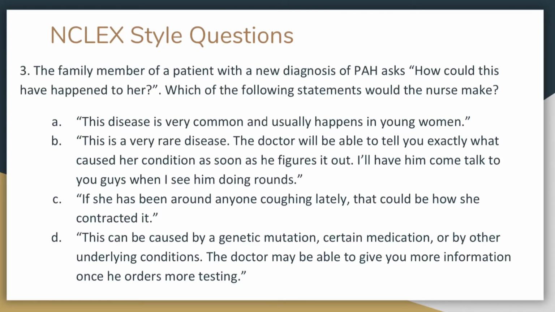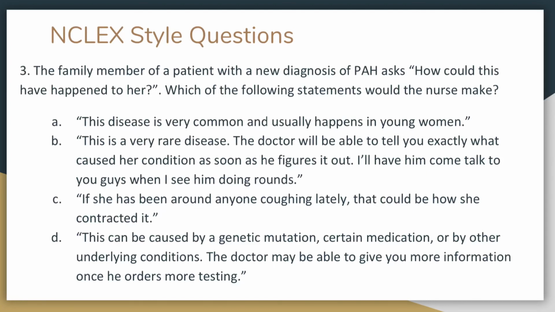C. If she has been around anyone coughing lately, that could be how she contracted it. Or D. This can be caused by a genetic mutation, certain medications, or by other underlying conditions. The doctor may be able to give you more information once he orders some more testing. Pause the video to check your knowledge. The answer is D. PAH is a very rare disease.